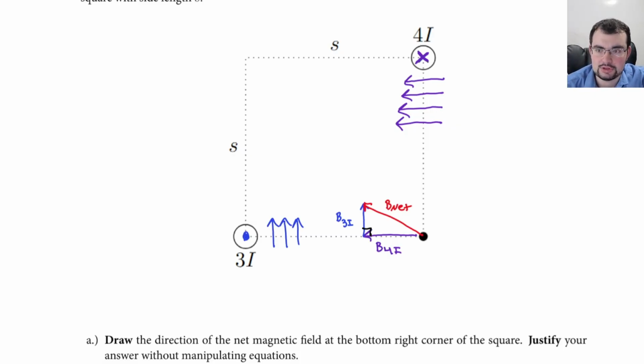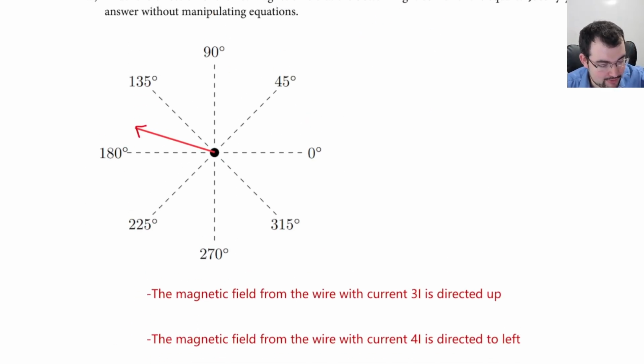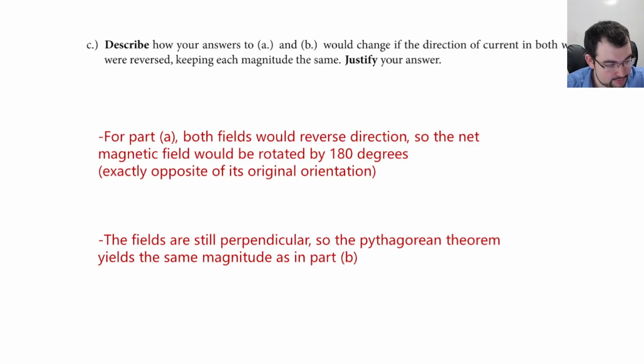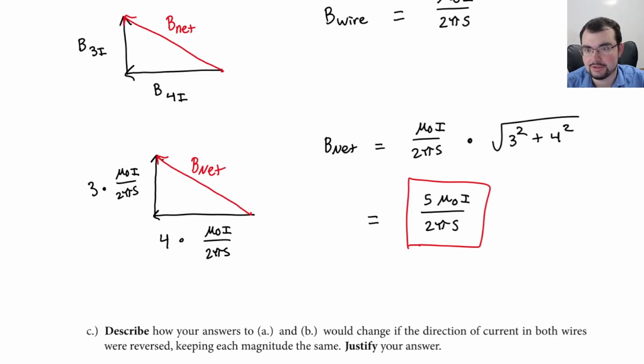So that's, of course, just going to flip everything backwards 180 degrees. So if I flip both directions, this arrow is just going to invert 180 degrees. So the direction will be reversed. So it's rotated 180 degrees, exactly opposite. But the fields are still perpendicular, right? Left plus up has the same magnitude as right plus down. So the Pythagorean theorem still works, so nothing changes with the magnitude. It just faces the exact other way. That's a nifty little Pythagorean theorem one.